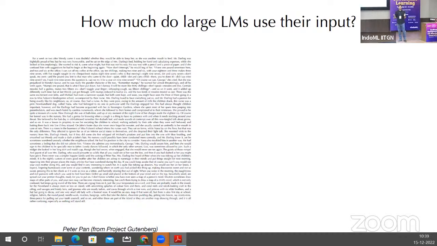Let's get into this method, which we call RankGen. This method is basically the result of an experiment that we did, trying to analyze how language models understand long pieces of text, not just predicting the next word. So this is a snippet of the book Peter Pan. And we did this experiment where we selected a random sequence of sentences from this book, which we call the prefix. So this is what is fed into the language model as input.